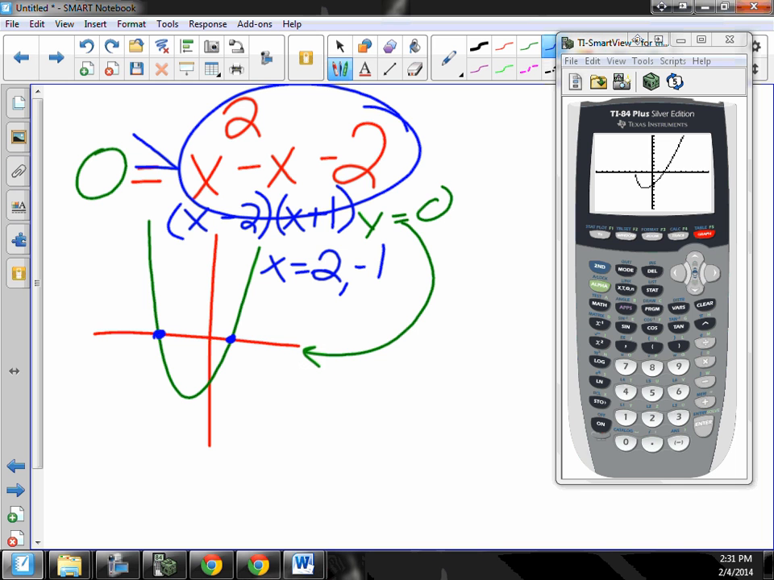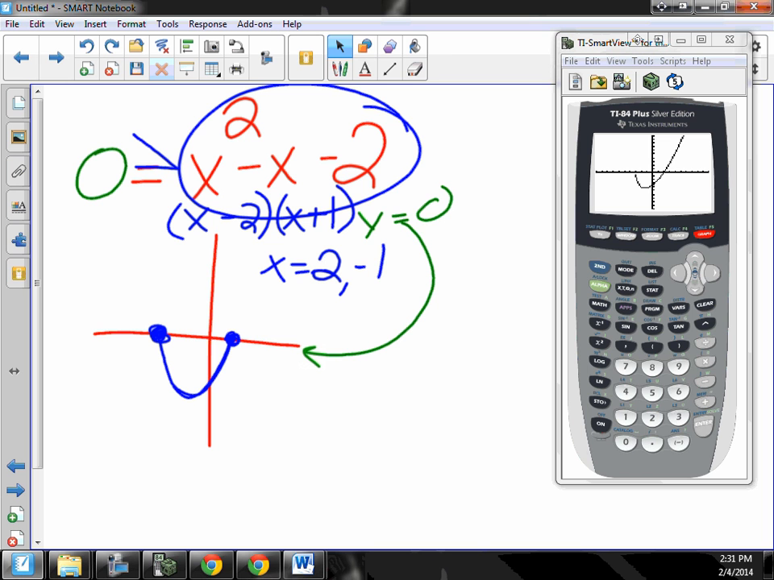What parts of the equation are smaller than or equal to 0? The bottom. And do I include those roots? How do I tell? Equal to. So those roots need to be shaded in. And then I take the rest of the graph and get rid of it.